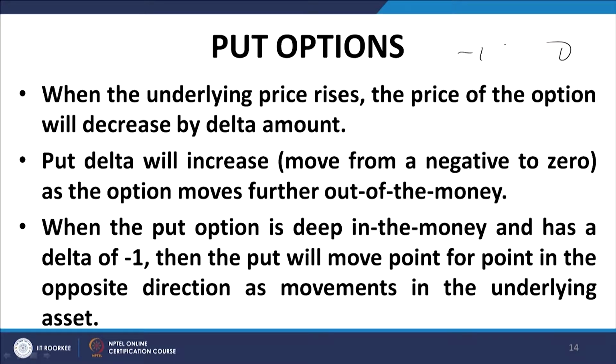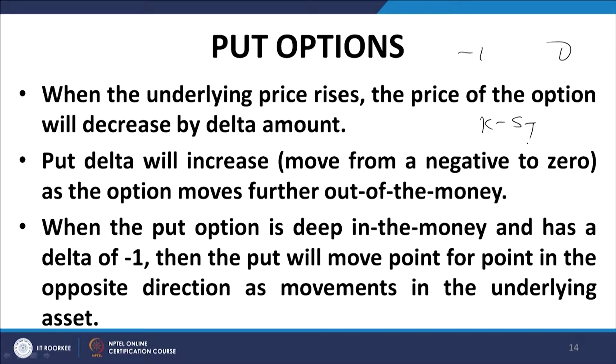Put delta will increase from -1 towards 0 as the option goes from in the money to out of the money. The delta of out of the money put options is close to 0. Delta of in the money put options, if it is deep in the money, is -1. Why is it -1?